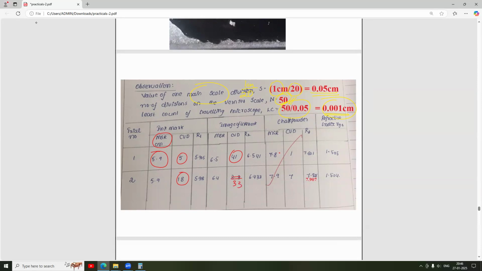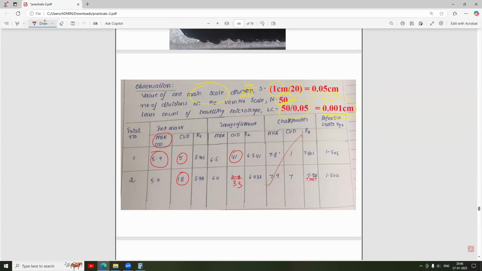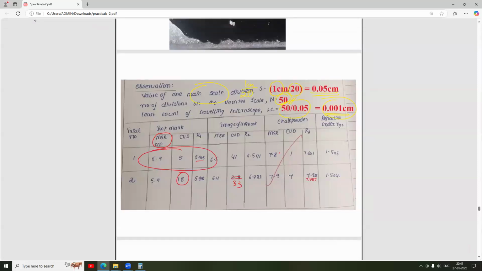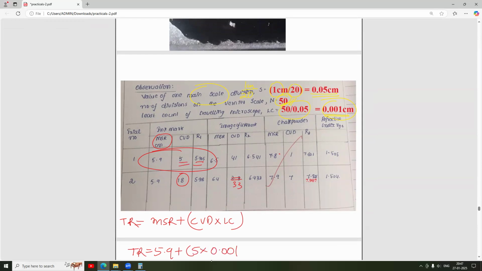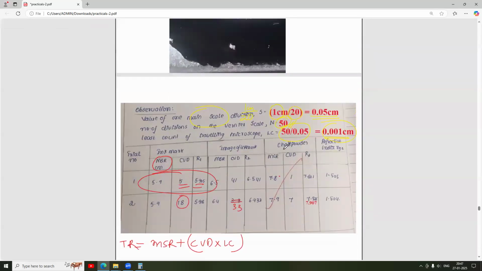Okay. So when you go for calculations, say I have a calculation for this one now. That is better, you see one calculation here. This one. How did I get 5.905? MSR plus CVD into least count. You have to do this first. That is the total reading. That implies total reading is equal to MSR 5.9 plus CVD, coinciding vernier division is 5, into least count 0.001. Usually you forget a 0 here. It is 0.001.